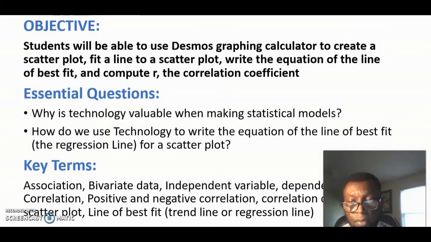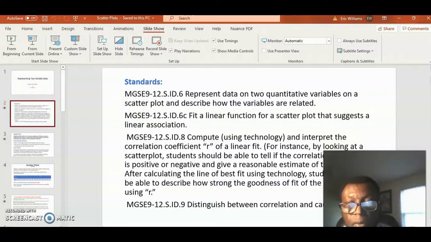In this lesson, you are going to learn various key terms, including association, bivariate data, independent variable, dependent variable, correlation, positive and negative correlation, correlation coefficient, scatter plot, and line of best fit, which is also called a trend line or a regression line. I will urge you to pause this video to have time to read through the standards that are going to be covered today.